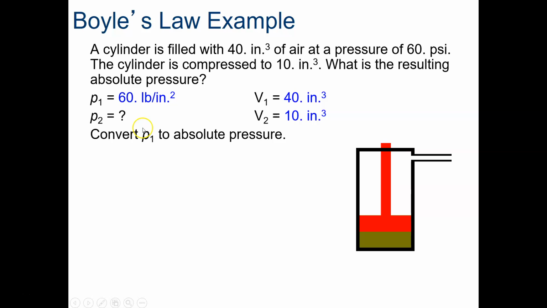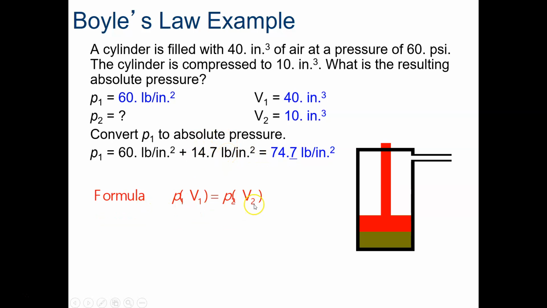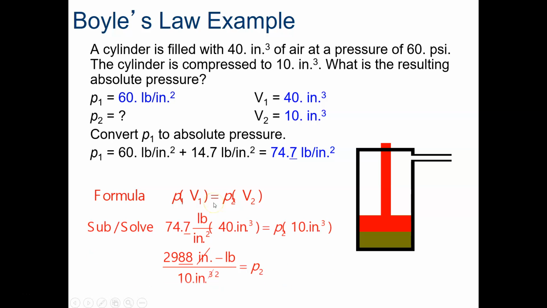The first thing we need to do is always convert our pressure to absolute pressure. And the same would be true with temperature, as we're going to see later on. So the initial pressure was actually 74.7 psi. We want to make sure we add in that 14.7. And then we're just going to use our formula here.